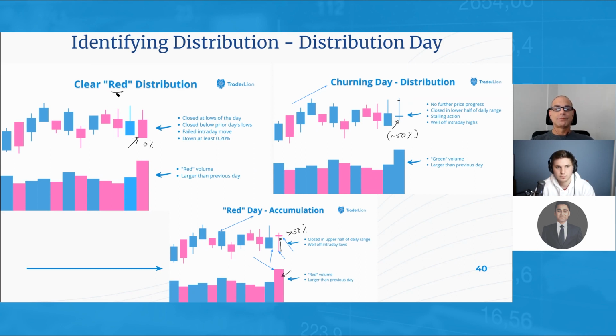Was it a clear red distribution day? Was it where we attempted to rally but then closed down on the session, or where we made a trip lower but then closed back up on the session? So the close determines the type of day that it was in the market.